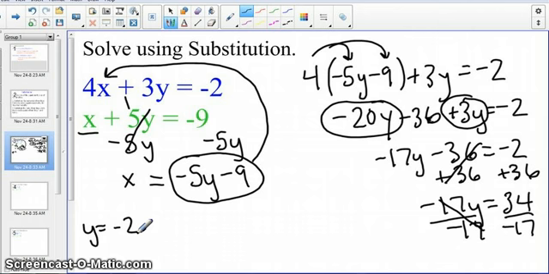Now you need to find your x. You're going to take negative 2 and plug it into one of these equations for y. It doesn't matter which equation you plug it in. You can plug it into that first one, that second one, or the one that you changed. I'm going to plug it into the one that I changed because that will tell me what my x is going to equal.